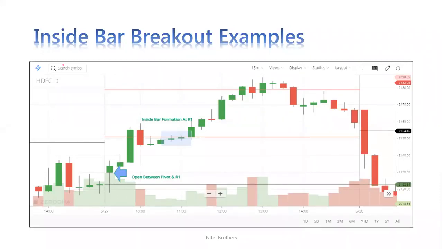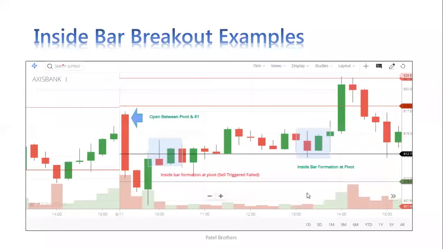Can you please explain IB? Yes, I can explain the IB. IB is nothing but a two-candle formation. Here you can see the marked candles. The last candle, this green candle, is completely inside the previous candle. The previous candle's high has not been broken, and the previous candle's low has not been broken. It is completely squeezed inside the previous candle. That is what we call an inside bar.